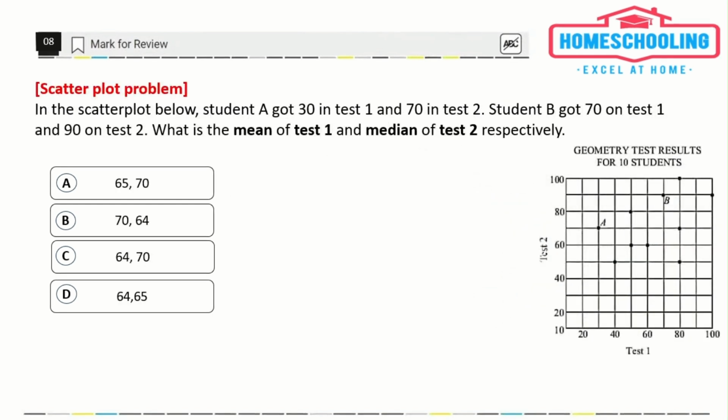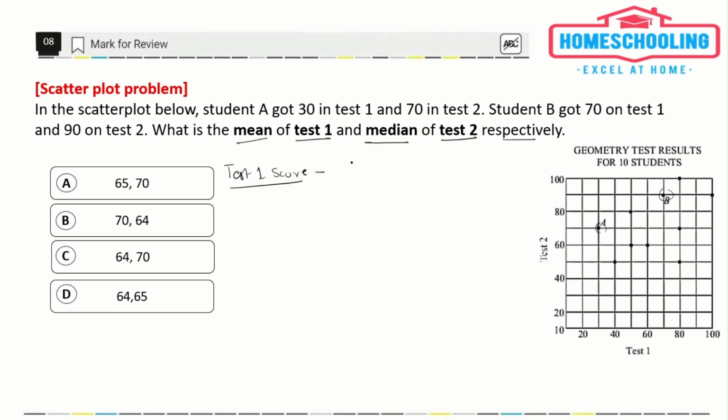Now this is a scatter plot problem. In the scatter plot below, student A got 30 in test 1. So this is A. In test 1 he is getting 30, and 70 in test 2. As we can see, corresponding to test 2, this is coming at 70. And student B got 70 marks in test 1, and this is 90, so 90 marks in test 2. So we have to find what is the mean of test 1 and median of test 2 respectively. So as we can see, we can write down the test 1 score.